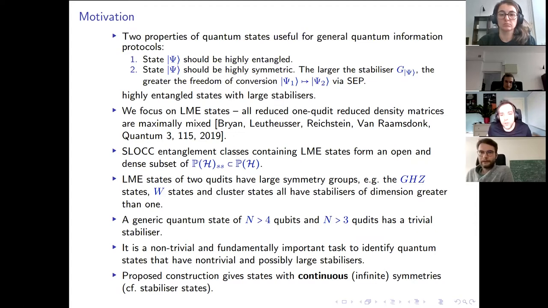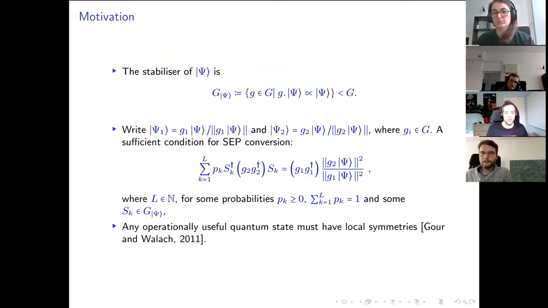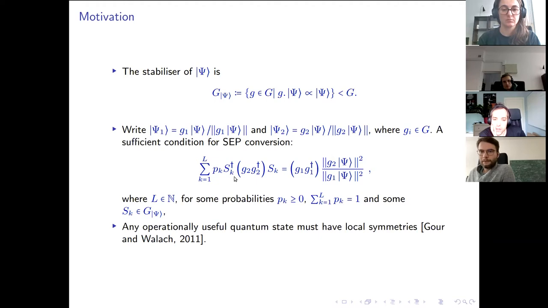Sorry, Oskar, I missed this point. Why the larger the stabilizer, the greater the freedom of conversion? Because the condition for two states to be connected via SEP involves a sufficient condition for SEP conversion. So the sufficient condition is this: there need to exist some probabilities and some elements SK from the stabilizer. So if the stabilizer is big, then probably I will have many more ways to satisfy this equation. Okay, thank you.